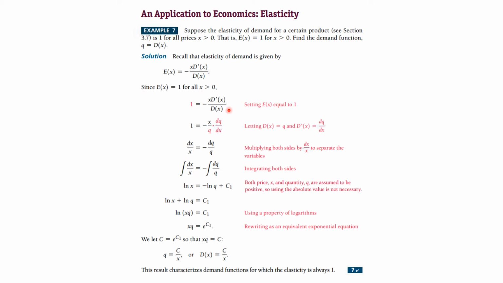Now, this ends up being a separable differential equation. And in fact, writing this another way, we could say that when we call Q is equal to D of x, then we've got a D of x in the denominator, so there's the Q, and this is D prime, which is dQ/dx. So we could write it this way. Now we will separate variables. We'll divide both sides by x.